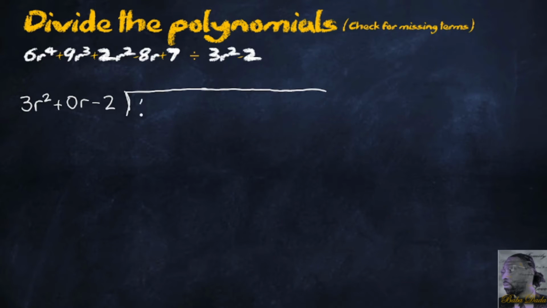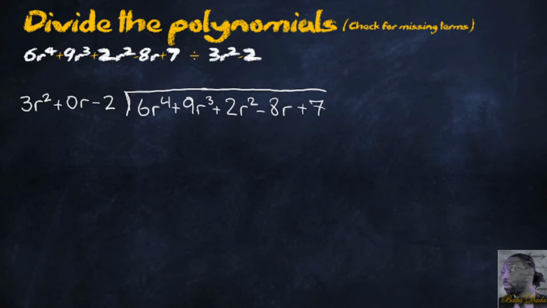Okay, so we have 6r to the 4th plus 9r cubed plus 2r squared minus 8r plus 7. All right, so nothing's changed since the last two questions. All we did was add a placeholder in this number instead of the number that's being divided. That's the only difference. But we're doing the same process as the last two questions.